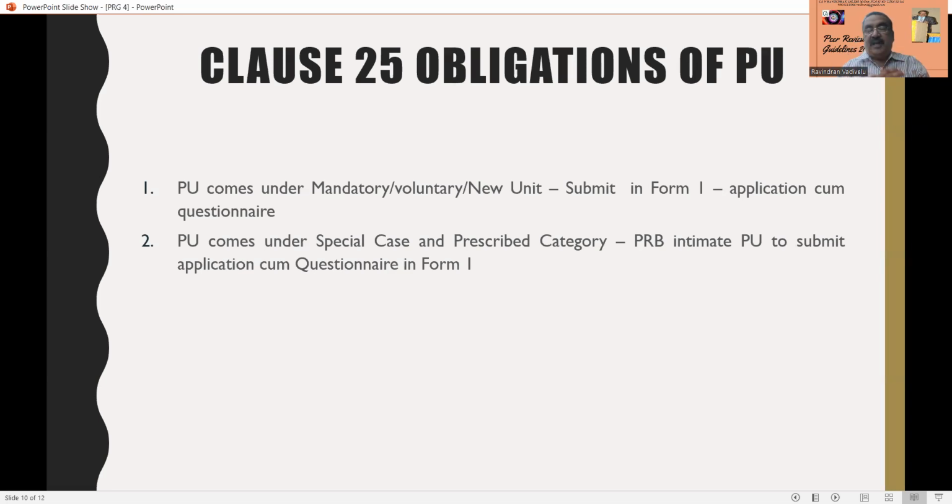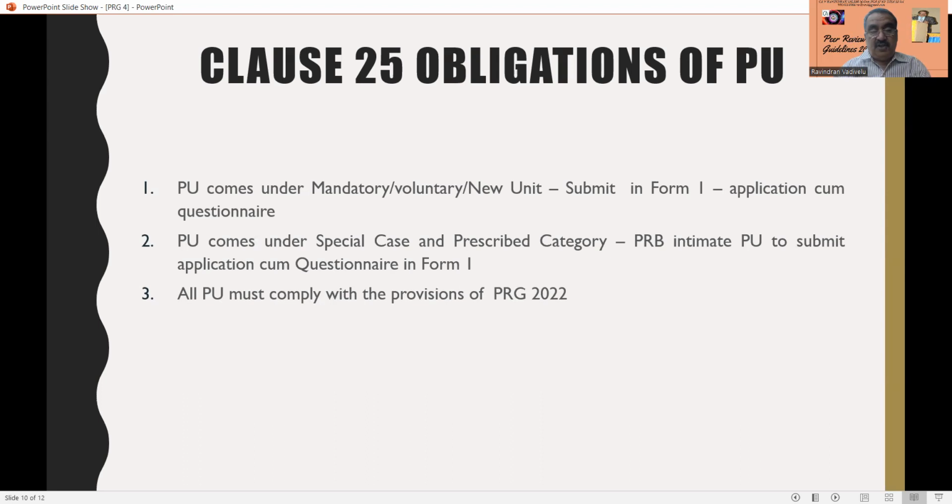Then there are two other categories. Practice units are also subject to peer review in two categories: one is the special category and the other is the prescribed category. In the special category and the prescribed category, the peer review board intimates the practice unit to submit the application and questionnaire in Form 1. It's a special case, so they have to send a separate message to the practice unit to submit the details in Form 1.